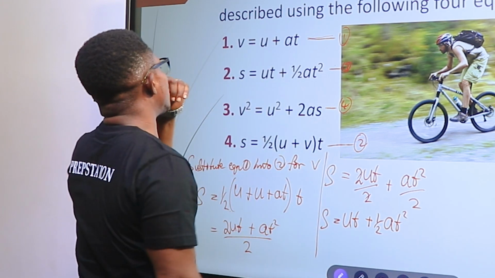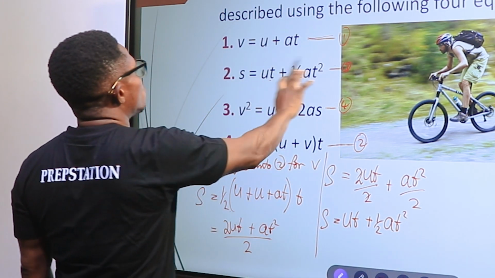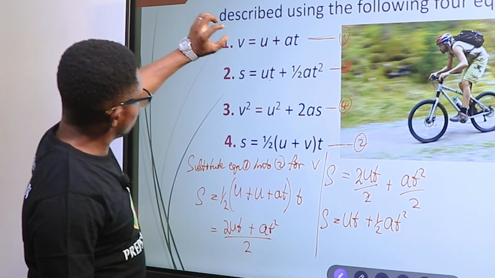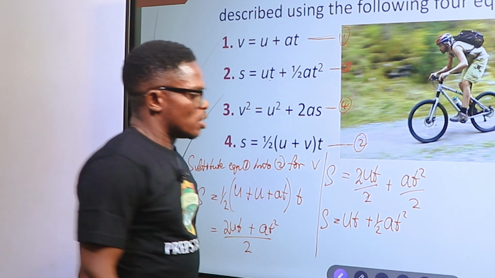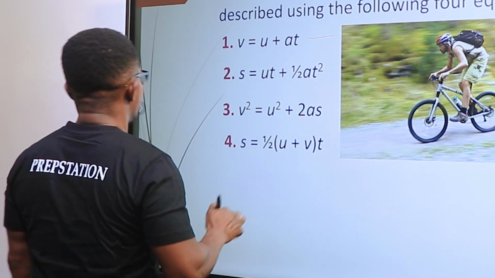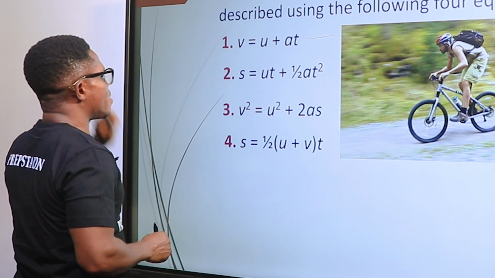Now look at this equation and look at this. So that is how you derive equation 2, by substituting equation 1 into equation 4. Let me quickly do the last one. So for the last one, the same pattern.